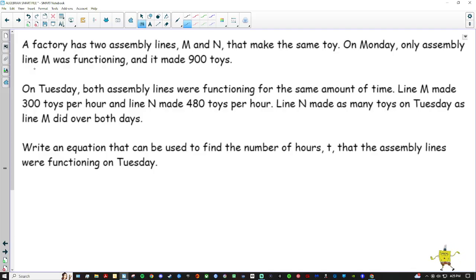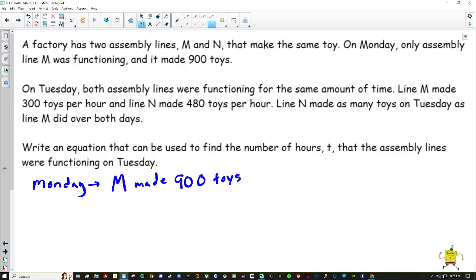A factory has 2 assembly lines, M and N, that make the same toy. On Monday, only assembly line M was functioning, and it made 900 toys. So let's start writing down. On Monday, line M made 900 toys. On Tuesday, both lines were going.